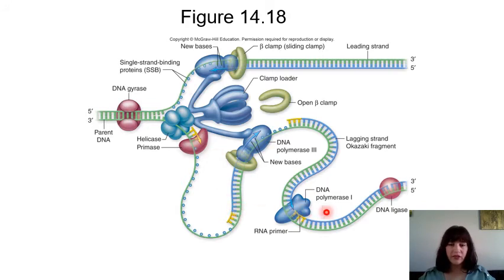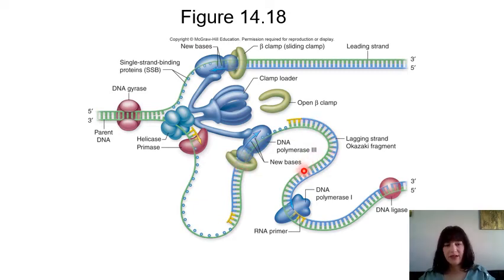On the lagging strand, I want to point out that here are some pieces of DNA that have already been made. Here we have a DNA polymerase currently running along. We've got a primer that got put down, and running in the 5' to 3' direction, DNA polymerase is making new DNA. It also has its own beta clamp.